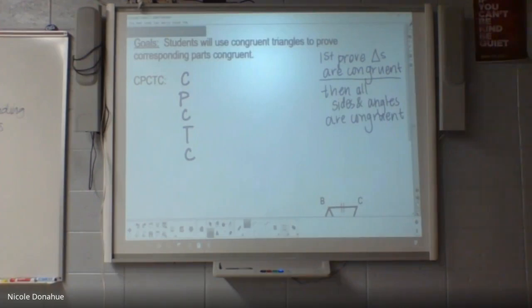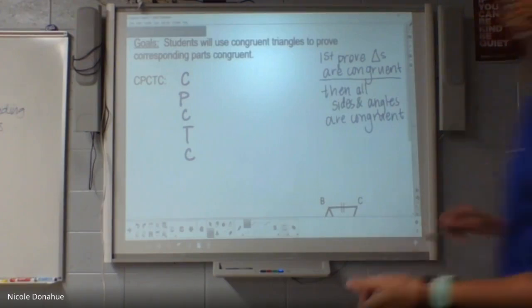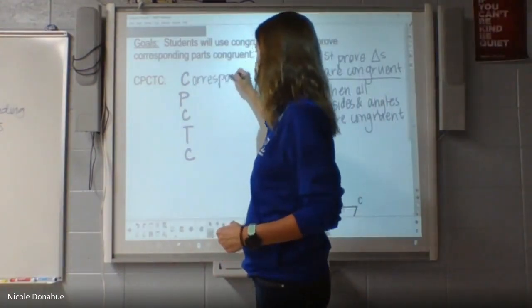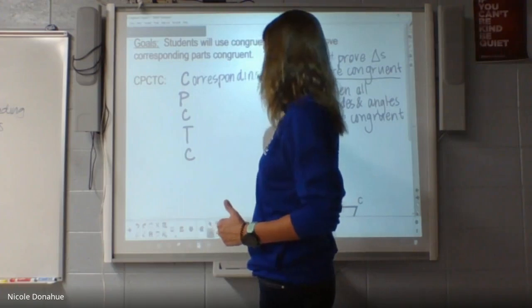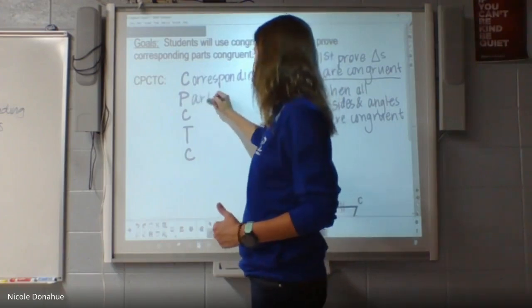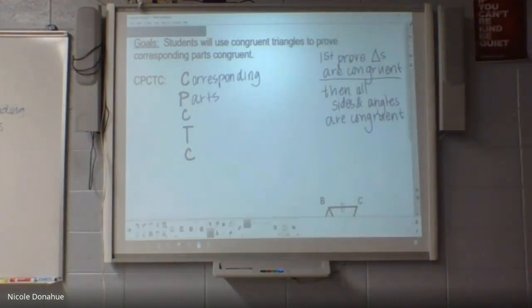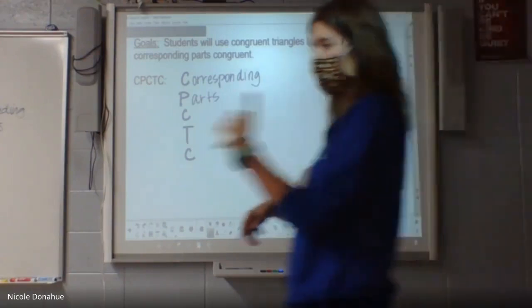So what the CPCTC stands for is kind of confusing because the C's stand for different things. So the first C stands for corresponding. And then P is parts. So we're talking about the corresponding parts. So that's kind of the idea of shoe size, arm length, arm length. We're talking about the corresponding parts.